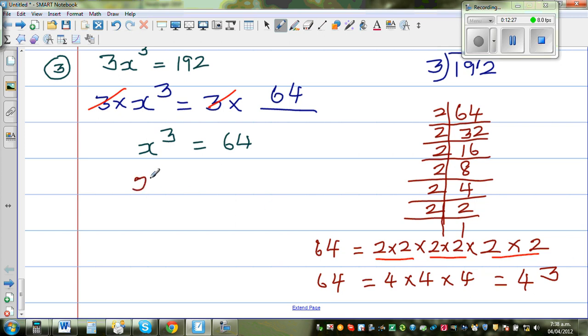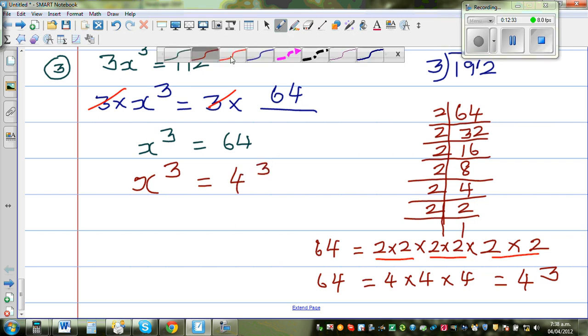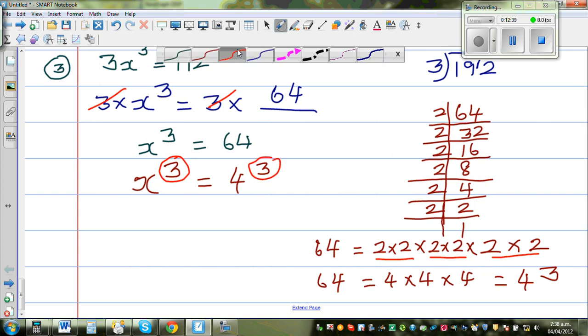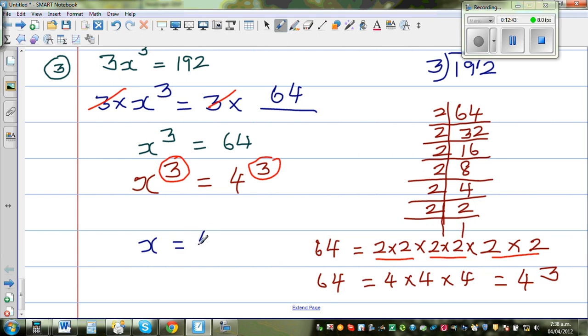So can I say x cubed is equal to 4 cubed? The powers are equal on both sides, so the bases have to be equal. Therefore, I can say x is equal to 4.